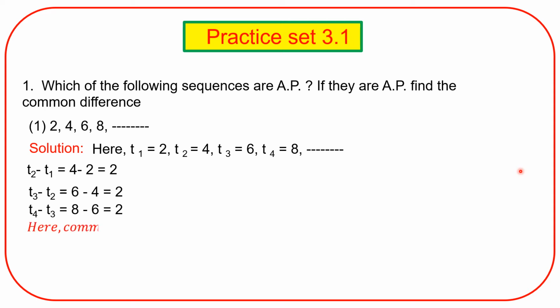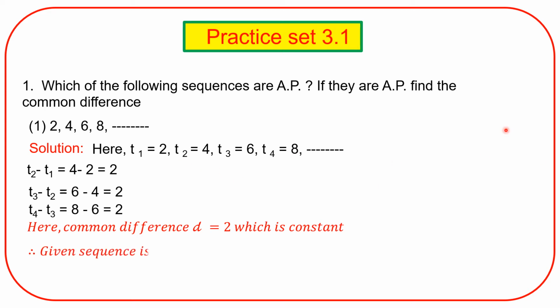Write down here common difference D is equal to 2, which is constant. Therefore, the given sequence is an AP, meaning arithmetic progression.